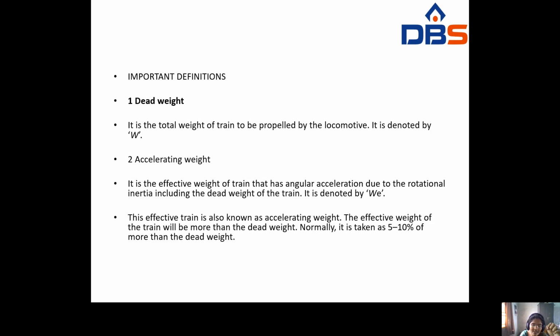The accelerating weight is also known as the effective weight. The effective weight of the train will be more than the dead weight. Normally the accelerating weight is taken as 5 to 10% more than the dead weight.